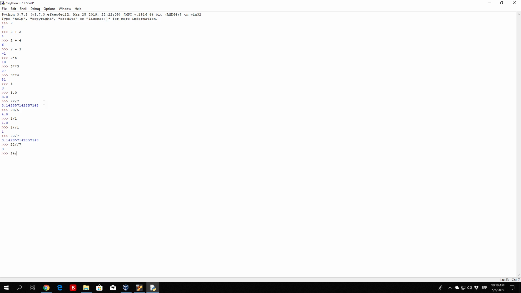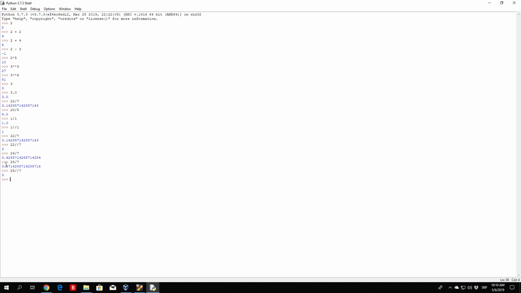So let me just try it right here. If you just go with 25 and 7, okay, so if you now divide 25 with two slashes 7, it will actually always round it to the lower number. It doesn't work like in math.